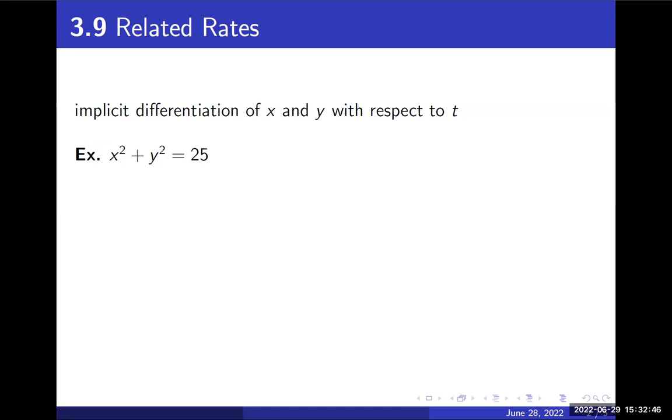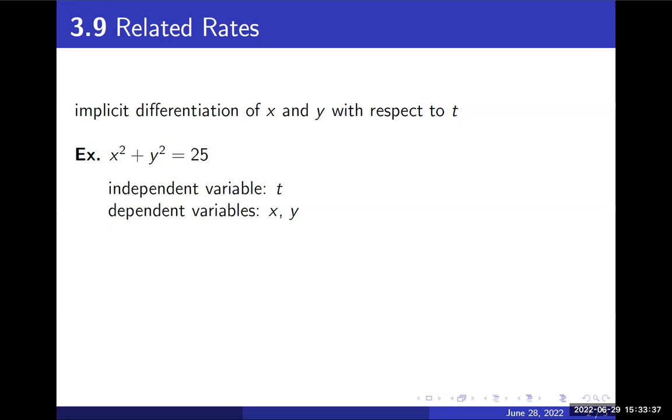So we're going to start off just with an example, kind of get ourselves refamiliar with implicit differentiation, and we're even going to think about it a little bit differently. We're going to think about implicit differentiation of x and y with respect to a new variable t. Okay, so let's use our example x squared plus y squared equals 25. This time, we're going to take the derivative of both sides with respect to t. Here, we're thinking of our independent variable as t, and our two dependent variables, x and y. So think of x as being a function of t and y as being a function of t.